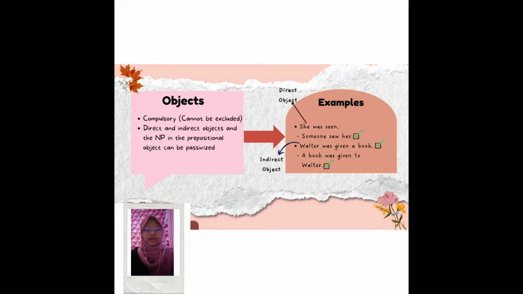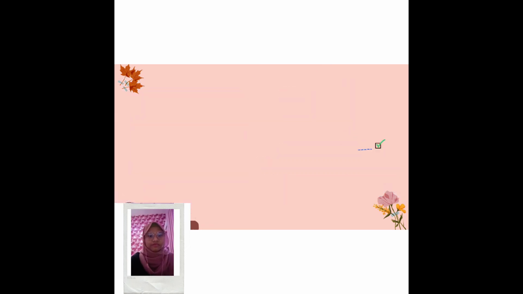For example, someone saw her. Then we also have another example. Walter was given a book. Let us use what was given to Walter as an example question. So if we put it in another kind of arrangement, it will still turn out correctly. For example, a book was given to Walter. It has the same exact meaning as Walter was given a book.